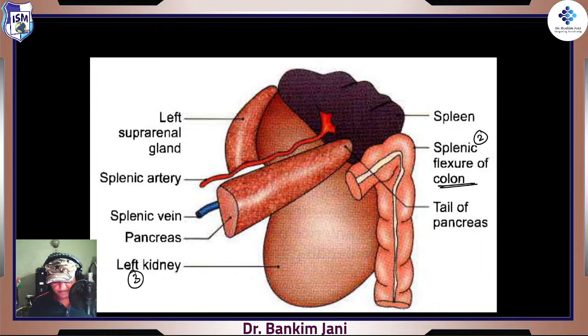And here is the pancreas. This one is pancreas, and see how it is going. And then this is tail of pancreas, right? This is tail of pancreas. That's what you see into its hilum, right? So that's the tail of pancreas. So these are the important structures.